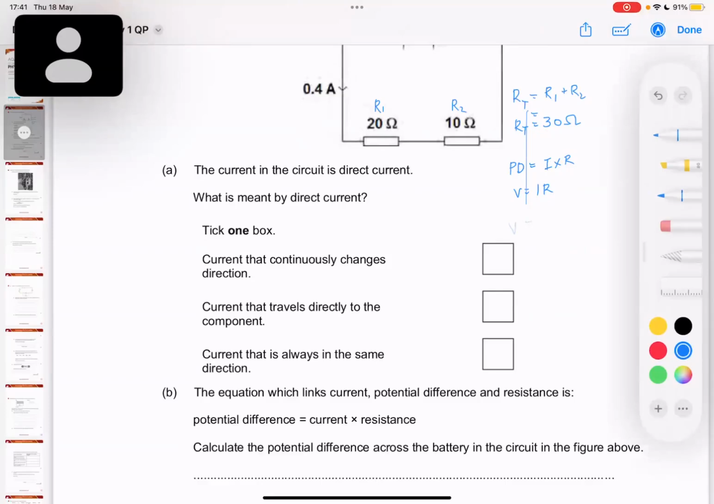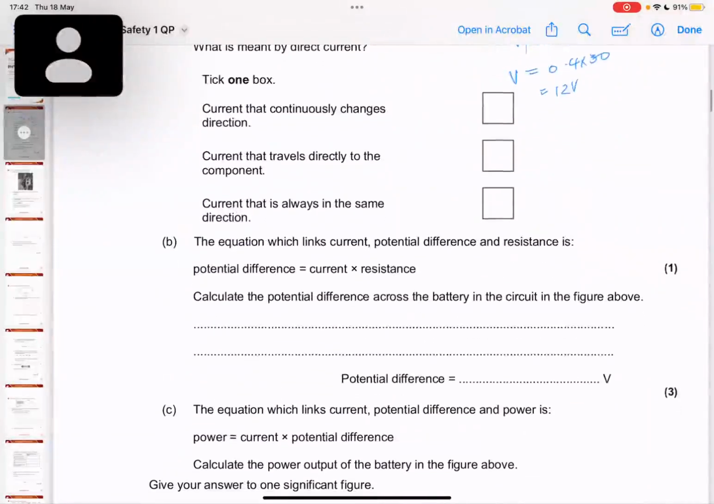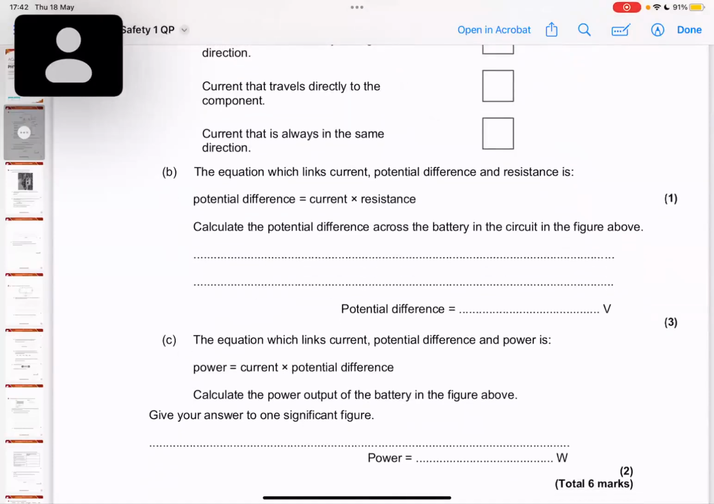And your V here is going to be 0.4, like you mentioned, times 30, which is 12. What are the units? What should I write? Volts. Yeah, exactly. Okay. Happy with that? Yeah. So your potential difference is just going to be 12 volts. Okay. And then it says the equation which links current, potential difference, and power is power equals current times potential difference. So can you please calculate the power output of the battery and give your answer to one significant figure?